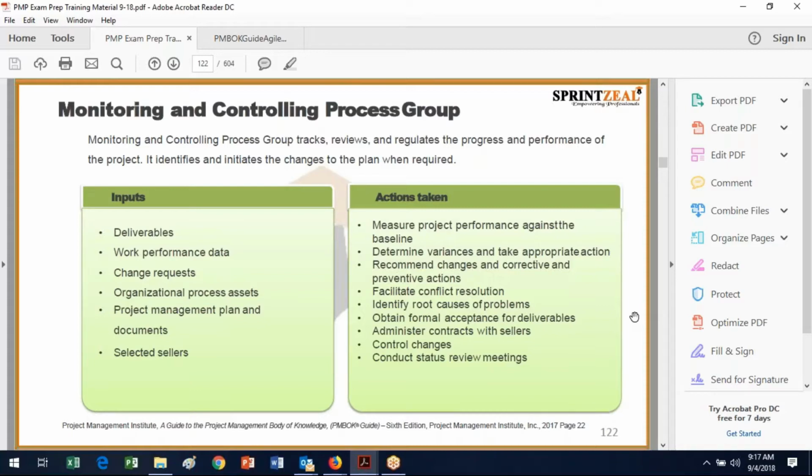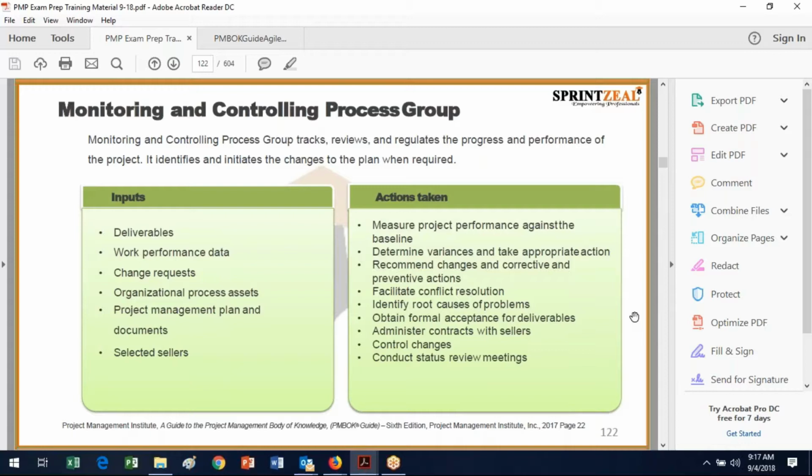So again, we have our inputs, and here we have our OPAs. And remember, the OPAs are what kind of assets? The OPAs, that's the organizational process assets. Internal or external? That's internal. Perfect.